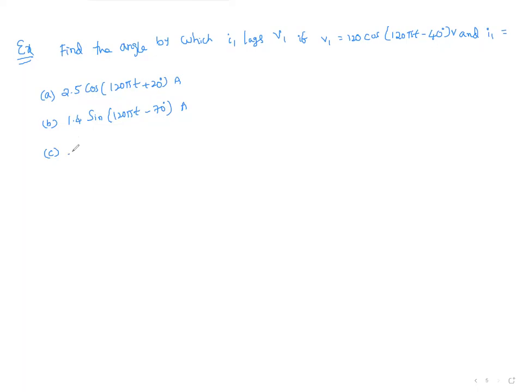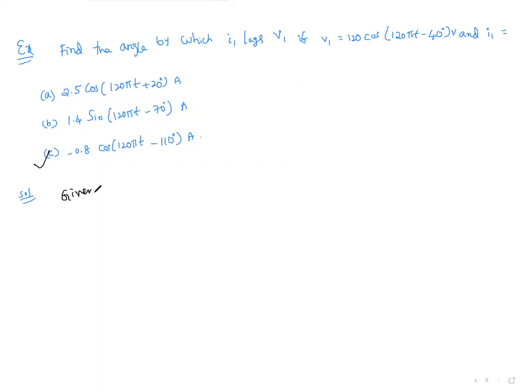Option C, minus 0.8 cos of 120 pi t minus 110 degrees amperes. Yes, you tell me which one I should explain. Remaining two you have to do. You think and tell me. C. So I need to do C. Okay, I will do C.